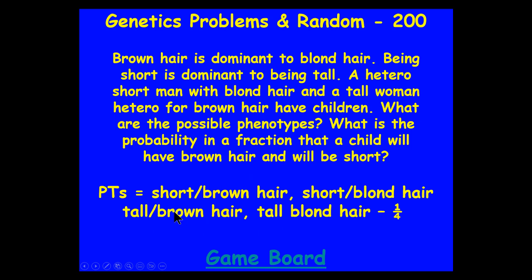Okay, so you're going to have all four possible phenotypes. Short person with brown hair, short person with blonde hair, tall person with brown hair, tall person with blonde hair, and of course, the probability of one of those is going to be 1/4. And here's how that problem was solved.